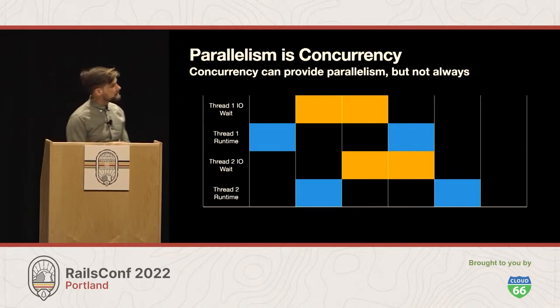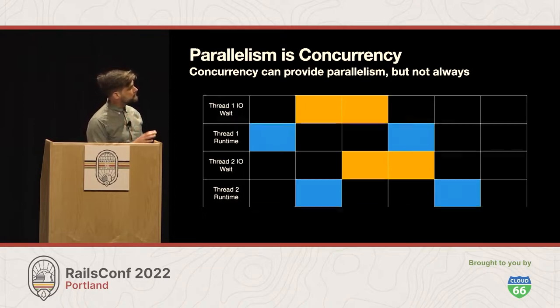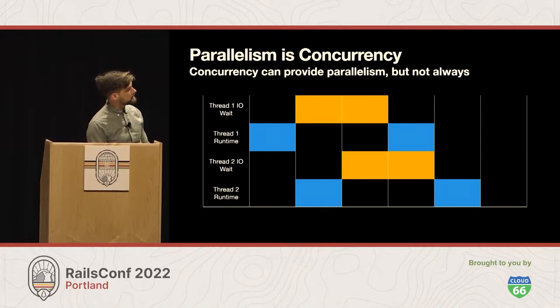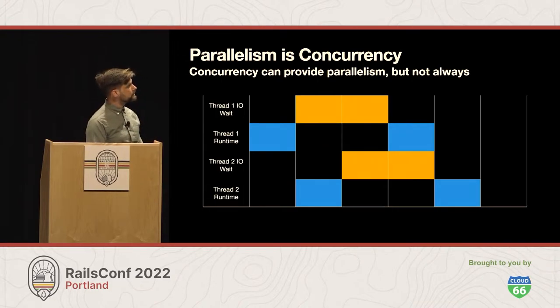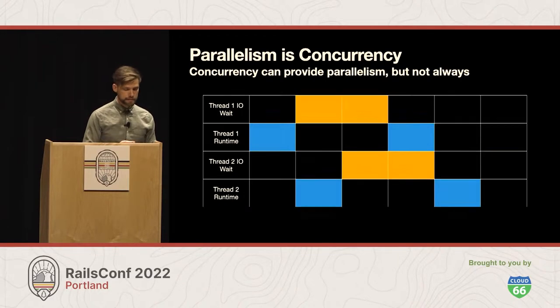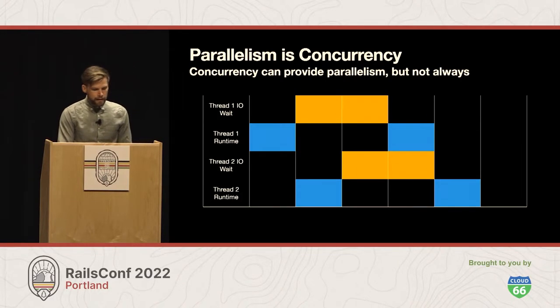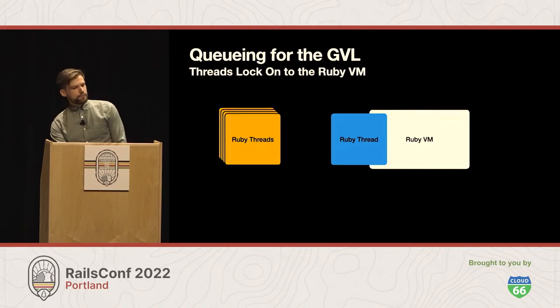So what you see is it's not as fast as having a separate process, but we did save a little time. And so we got a fraction of parallelism with our concurrency in this circumstance. And again, this goes into queuing for the global virtual machine and thread locking. So we want to consider this when we consider increasing our concurrency.